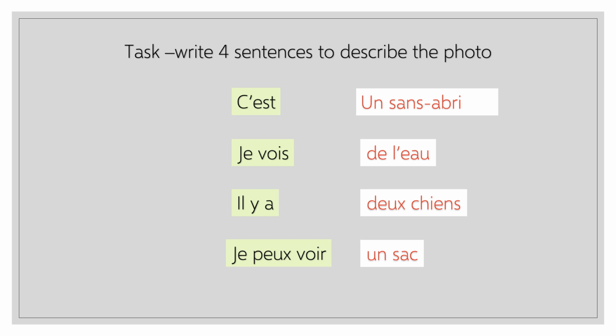and then all you have to do, you pick 4 of them, and then you complete with the words that we saw early on. So you have c'est, it is, un sans-abri, a homeless person, je vois, I see, de l'eau, water, il y a, there is, or there are in this case, 2 chiens, 2 dogs. Je peux voir, I can see, un sac, a bag. Et voilà, c'est terminé.